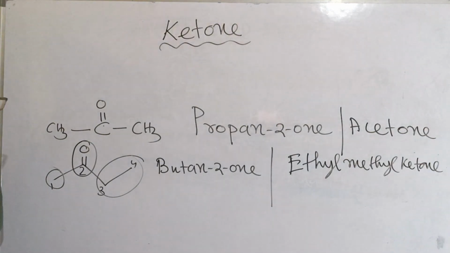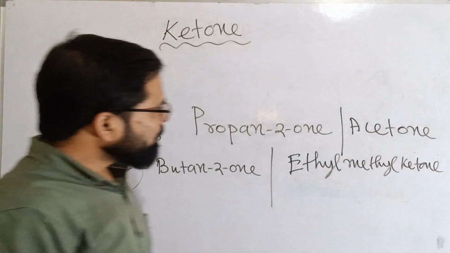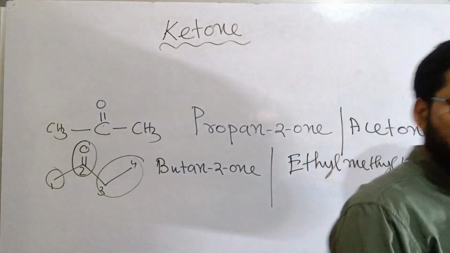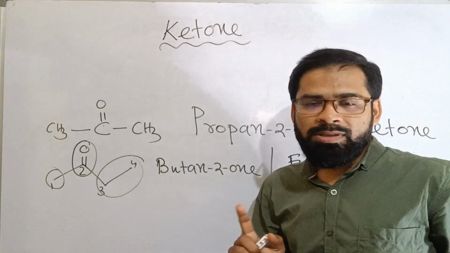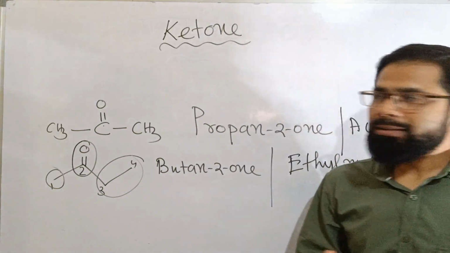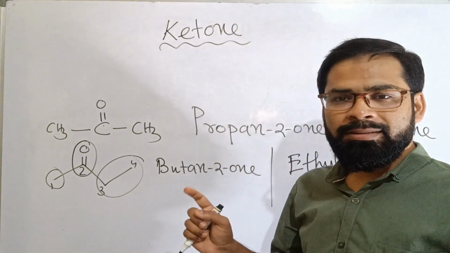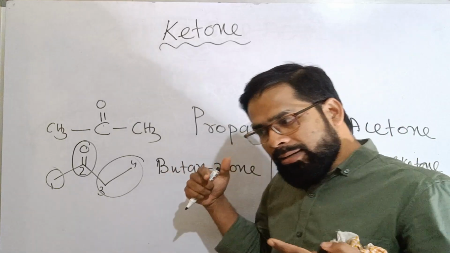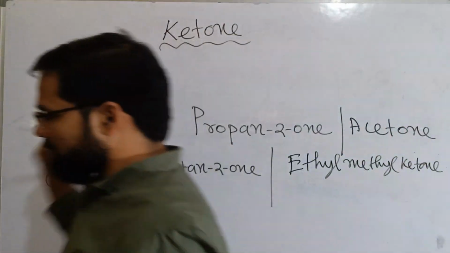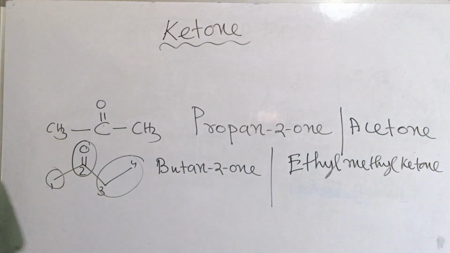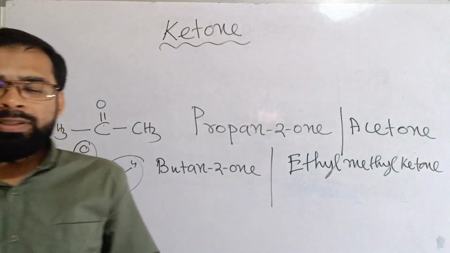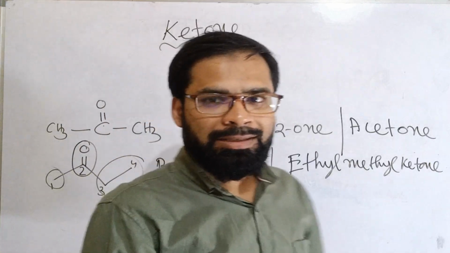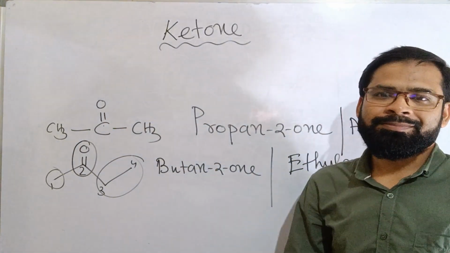Clear? So in today's class we covered 4 functional groups. First was alcohol, then carboxylic acid, after that aldehyde and ketone. So in the next class we will see another 4 functional groups.